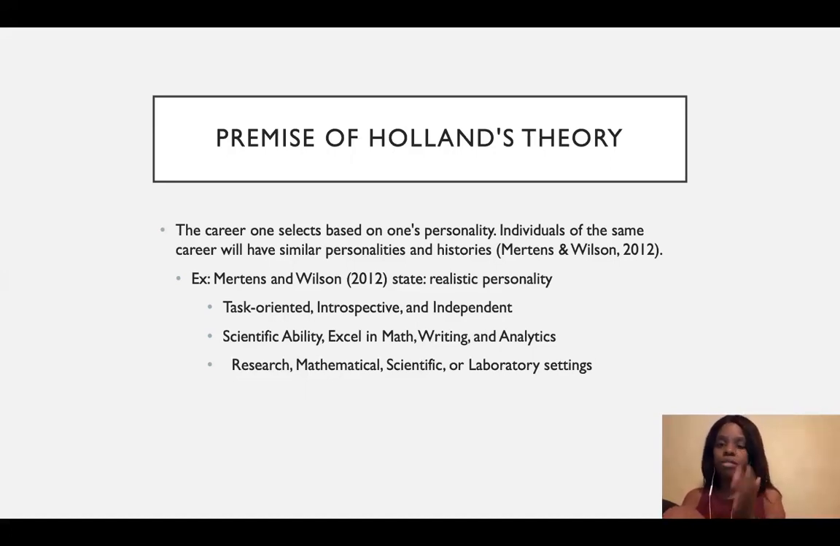Holland also says that each of the personality types has different characteristics, attitudes, and abilities to complete job tasks for their environments. For example, if you met somebody who has a realistic personality type, typically they are task-oriented, introspective, and independent. Some of the sectors that they would excel in are math, analytics, and writing. Typically, you would find them working in areas with research, scientific laboratories, and things relating to math.